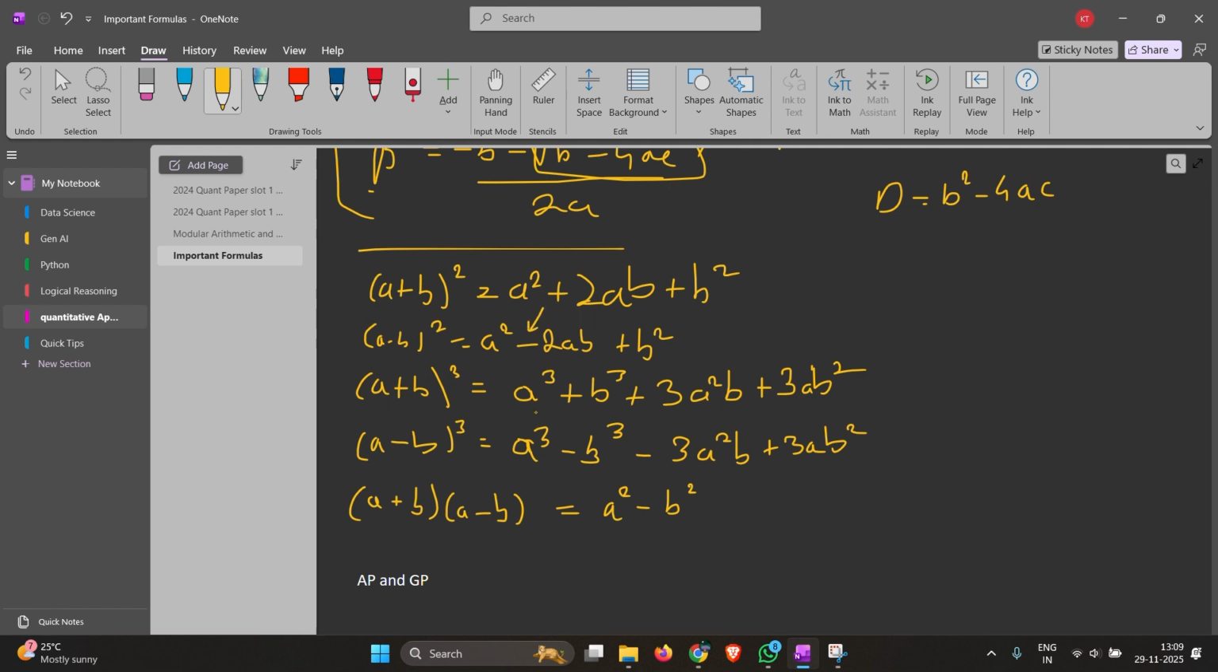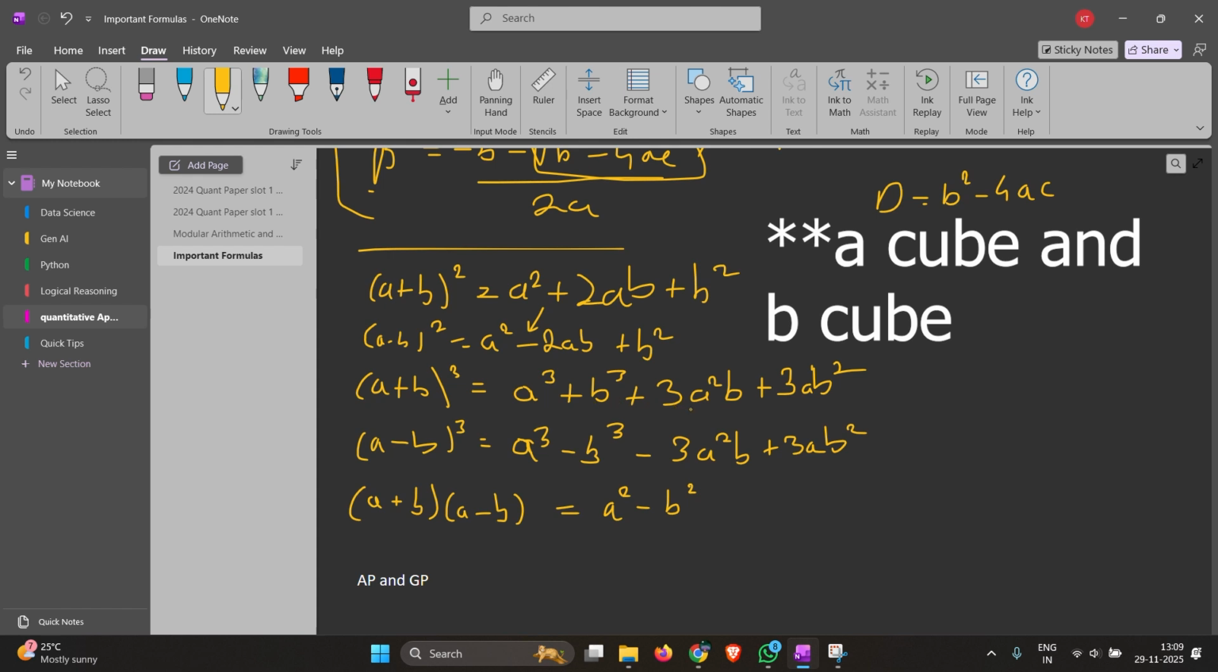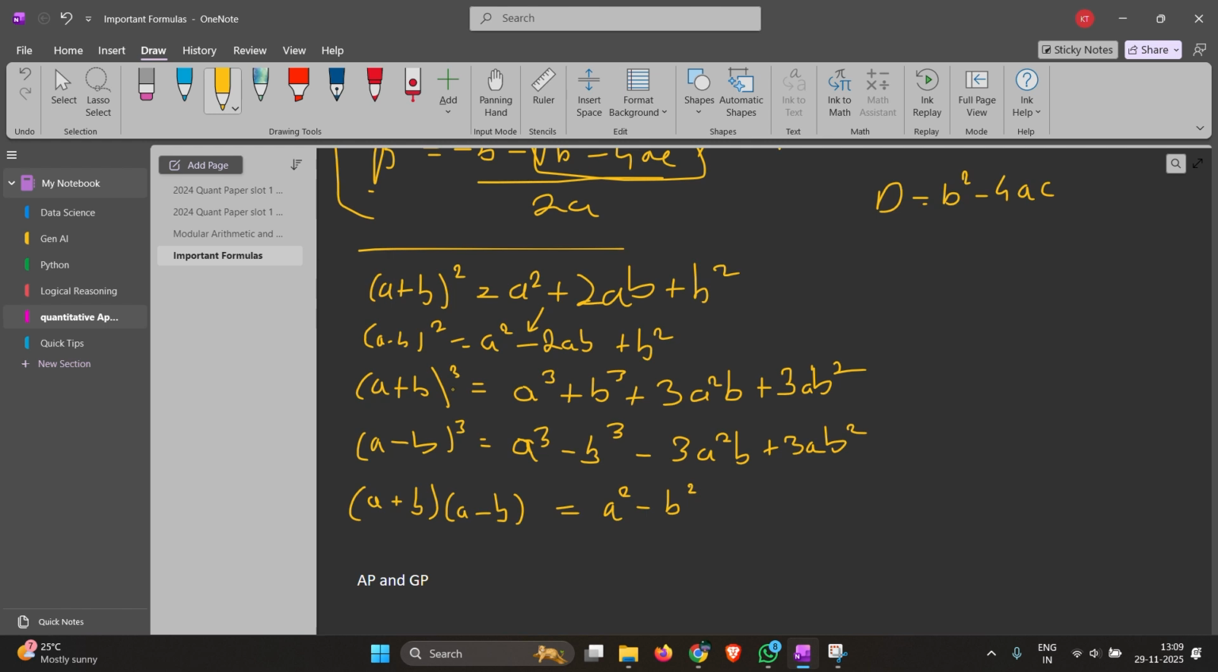A plus b whole cubed is a cubed plus b cubed plus 3a square b plus 3ab squared. To remember this, you have the whole square, so both of these squared, you have this whole thing cubed. So you have a cubed plus b cubed. And then you have, since we are cubing it, 3.